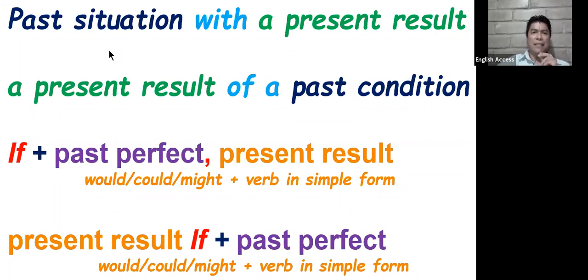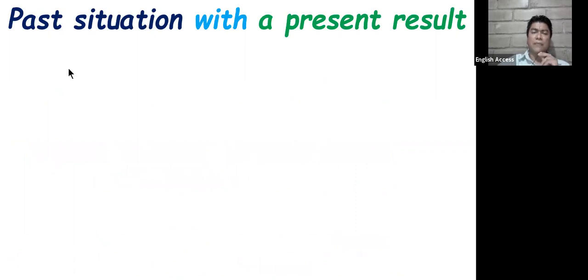Okay, so we have the past situation with a present result, or a present result of a past situation. We have the formula if past perfect, present result, or present result if past perfect. But we can change this. We can cross the order of the tenses. This past situation, instead of past, let's make it present.